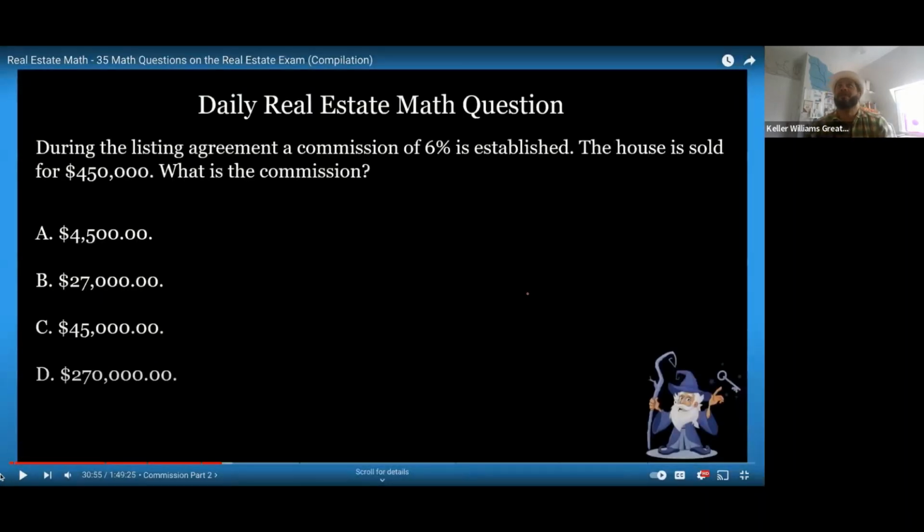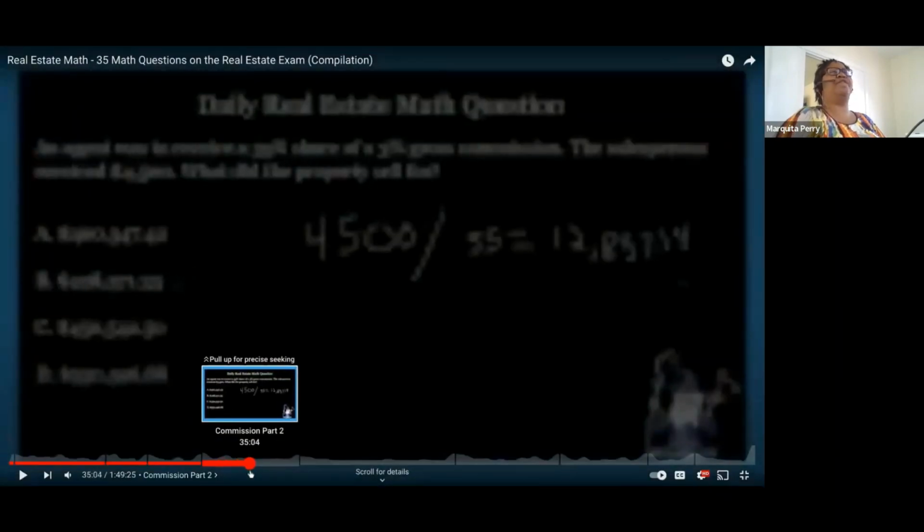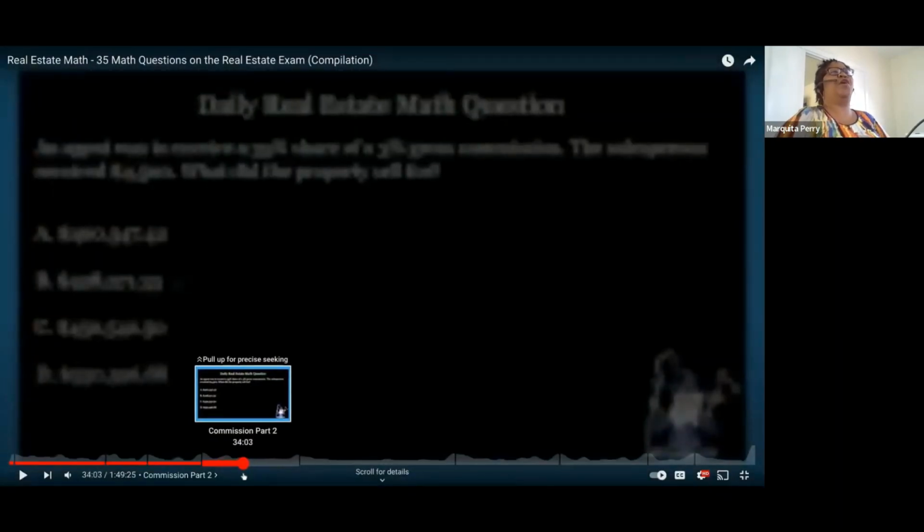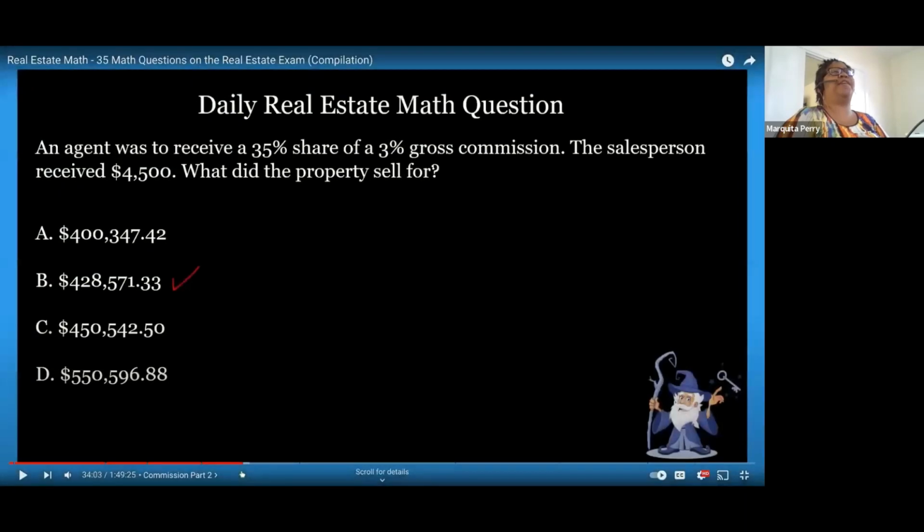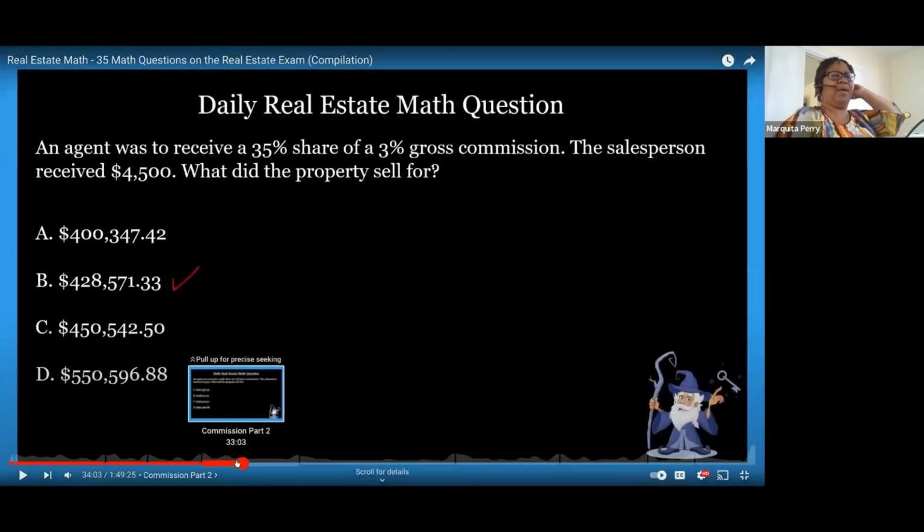All right, during the listing agreement, a commission of 6% is established. The house sold for $450,000. What's the commission? So I feel like these aren't the ones that you guys are going to have trouble with. Let me see if I can get to any like real. Yeah, it'd be like calculate the cost per square footage or converting the cubic feet from square foot. Is that really all on the exam? I don't know.